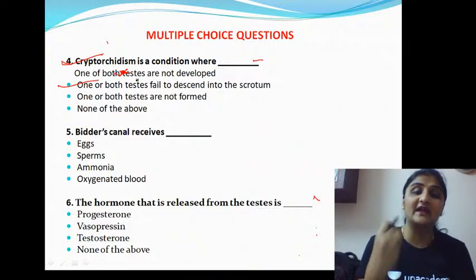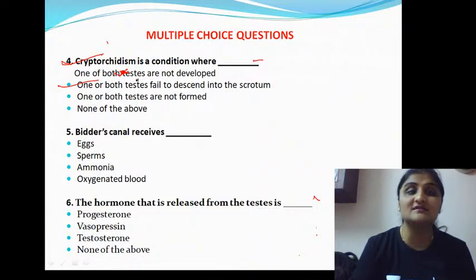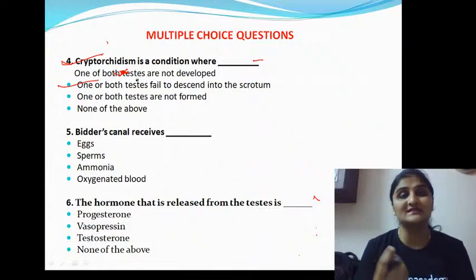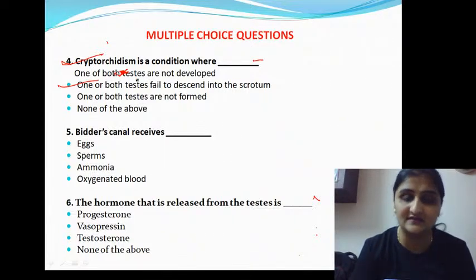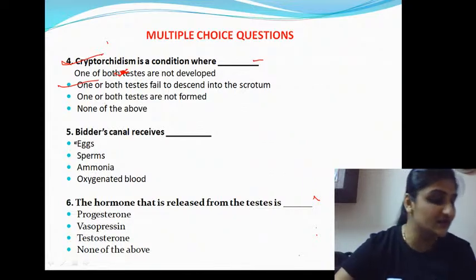So if any child, or the male baby, fails to show that descending of the testis into the scrotum, that disorder is called cryptorchidism, and it is treatable. It can be treated, right, students?